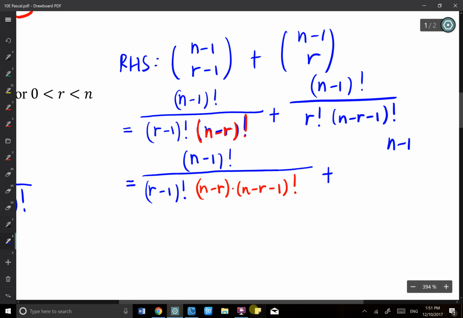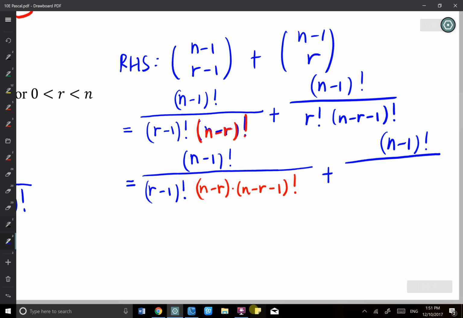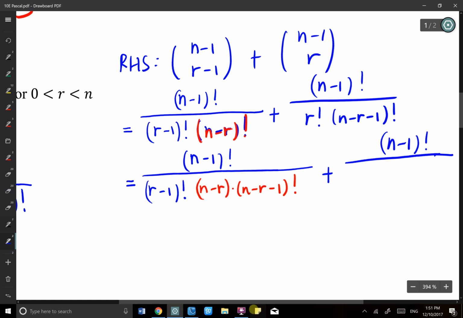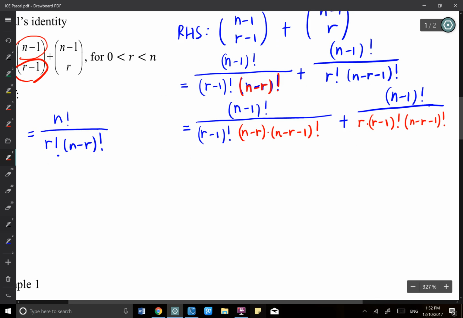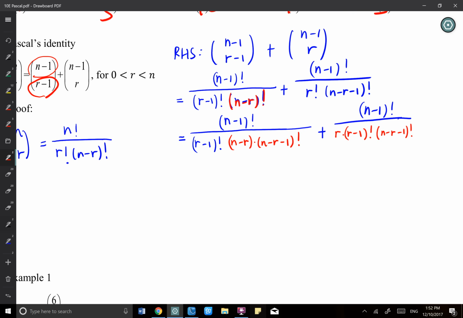Plus n minus 1 factorial over r. Okay, I will write r times r minus 1 factorial. And then I want to have n minus r minus 1 factorial. Alright. I don't really know what I'm trying to make, but that's the way I should make it. I know I should expand in that way because those two numbers differ by just one.